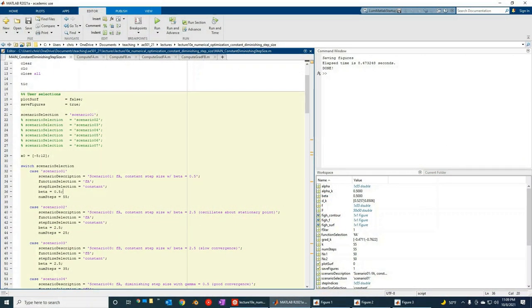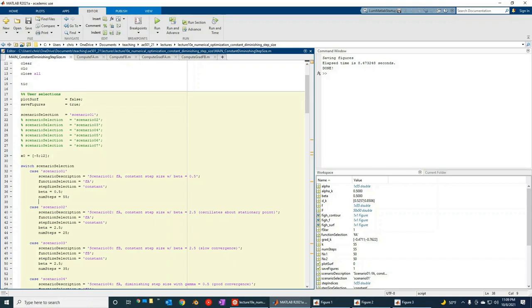All right, so here we are in MATLAB, and I've basically coded up our numerical optimization algorithm using gradient descent. And for this first scenario, we are going to be using the cost function FA that we talked about on the board, and we're going to be using a constant step size. Let's use a beta of 0.5, and let's just take 55 steps and see what happens.